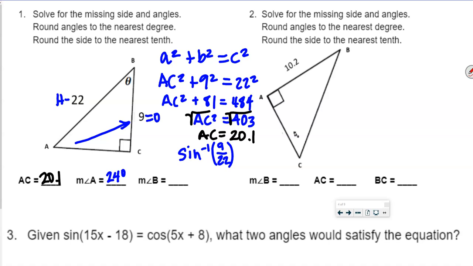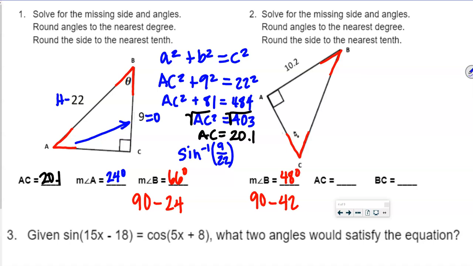Now, when we're trying to find this other angle, you need to recall that these two angles have to add up to be 90 because we got a right angle already, right? So what we're going to do to find angle B is we're going to do 90 minus our 24, so that's going to be 66 degrees. Okay, the next one says same thing, solve for the missing sides and angles, okay? So notice here again that we're looking for angle B, and we've got angle C. So here again, we're going to do 90 minus our 42, so that's 48 degrees.